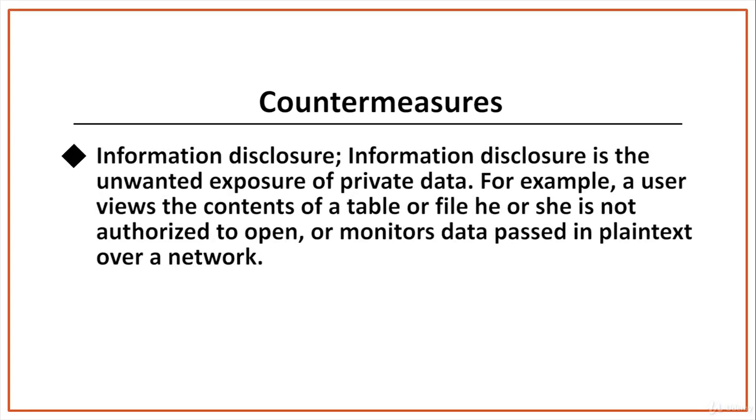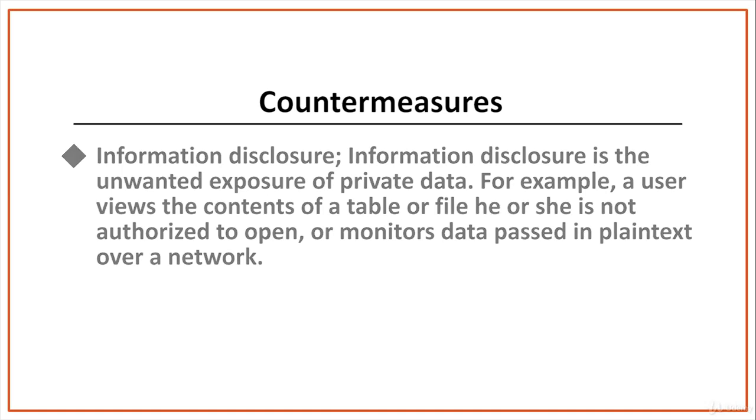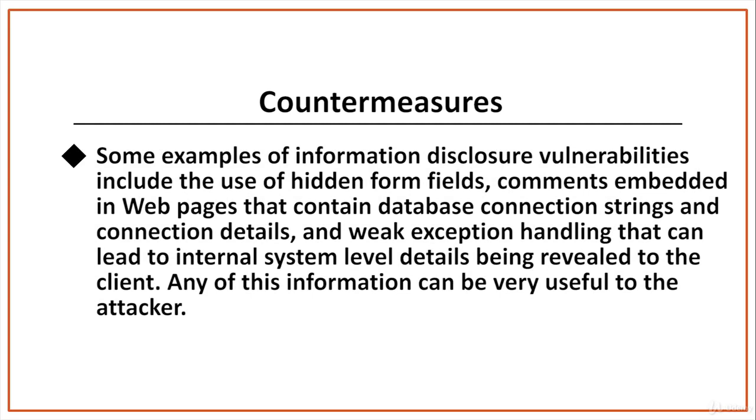Information disclosure. Information disclosure is the unwanted exposure of private data. For example, a user views the contents of a table or file he or she is not authorized to open, or monitors data passed in plain text over a network. Some examples of information disclosure vulnerabilities include the use of hidden form fields, comments embedded in web pages that contain database connection strings and connection details, and weak exception handling that can lead to internal system-level details being revealed to the client. Any of this information can be very useful to the attacker.